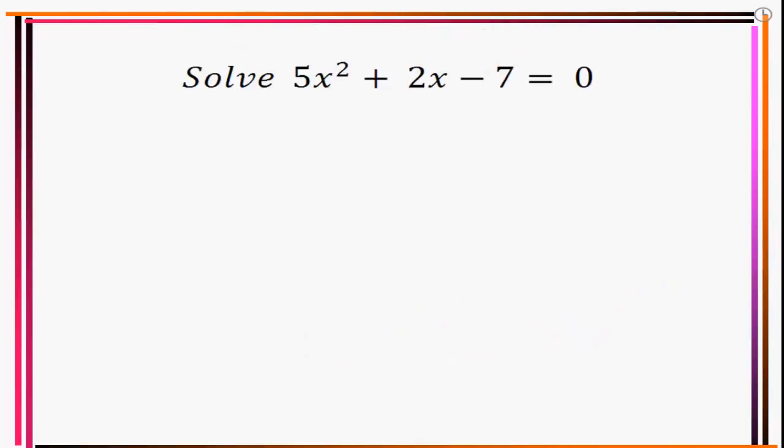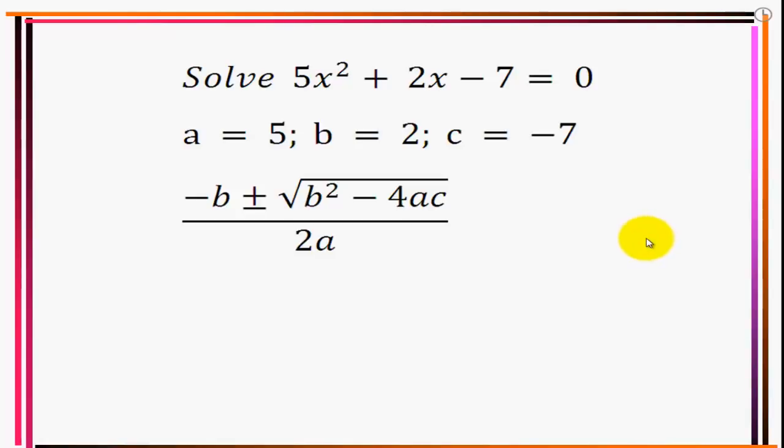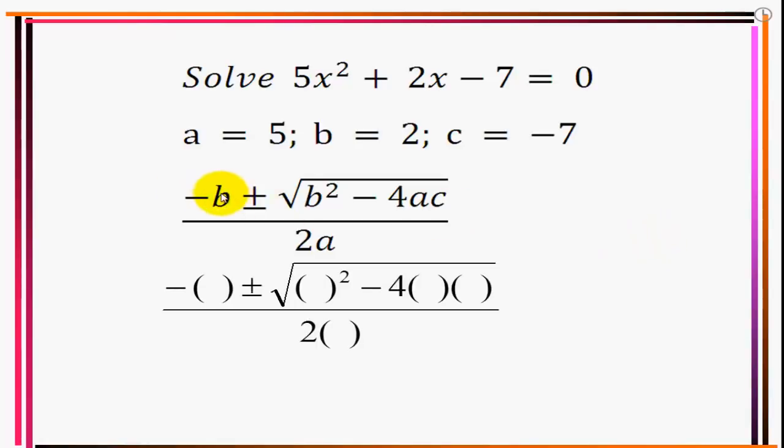All right, let's use the quadratic formula to find the solution for 5x squared plus 2x minus 7. First, we will identify your a, b, and c. So a is the coefficient of your x squared, b is positive 2, and c is equal to negative 7. And then we are going to use this formula. My suggestion is leave the b, the a, and the c blank, and then we will plug in our b. For example, it's equal to 2.